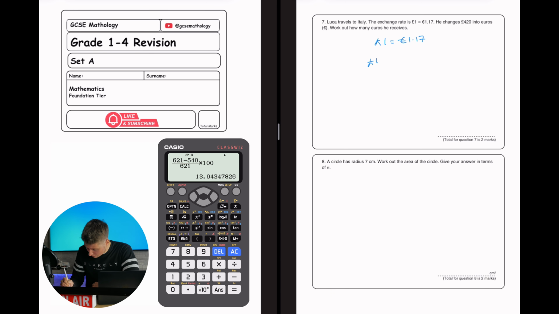We need £420. So if we multiply this side by 420, we also have to multiply this side by 420. So if we do 1.17 times 420, this will equal €491.40.